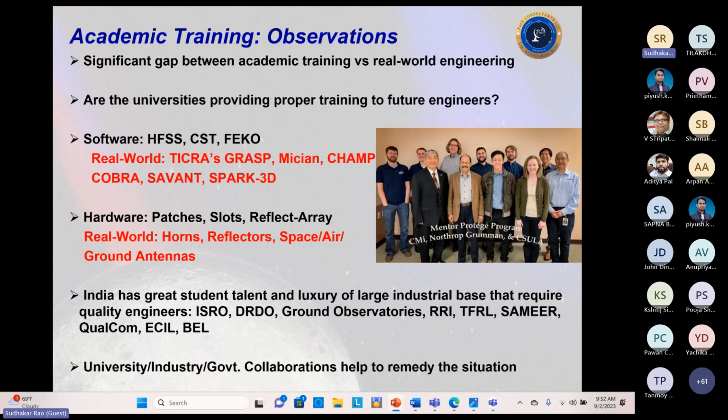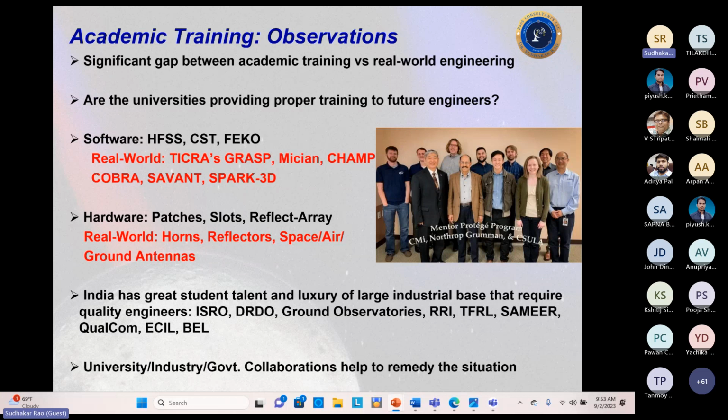They're important, but at the same time, the real world is TICRA GRASP, which is basically used to design and analyze the reflectors. Mission, CHAMP, they're used to design the feeds and feed systems. Cobra, that's mainly used for SAMM, they're used for aircraft antennas. SPARK 3D for power handling. So all this software, I think most of the people probably didn't hear before. So when I talk to some students coming from India, what most of them are familiar with is HFSS, but the real world is totally different. I think you need that, but you need to learn other software as well.